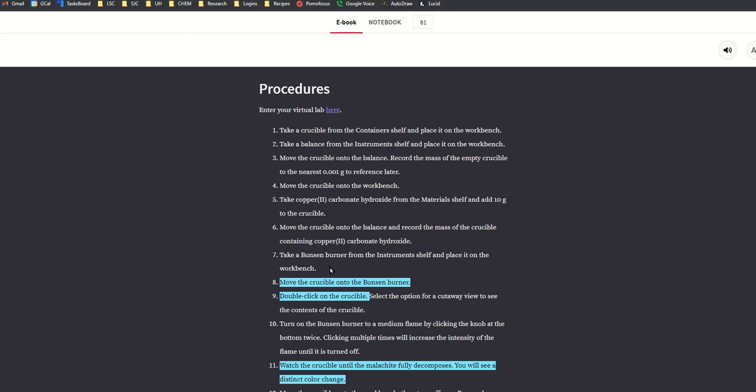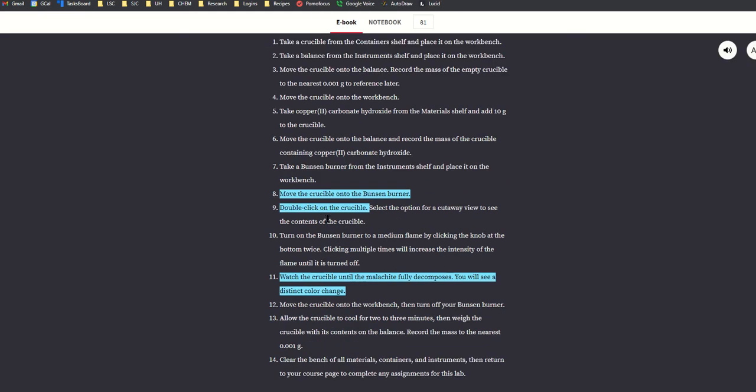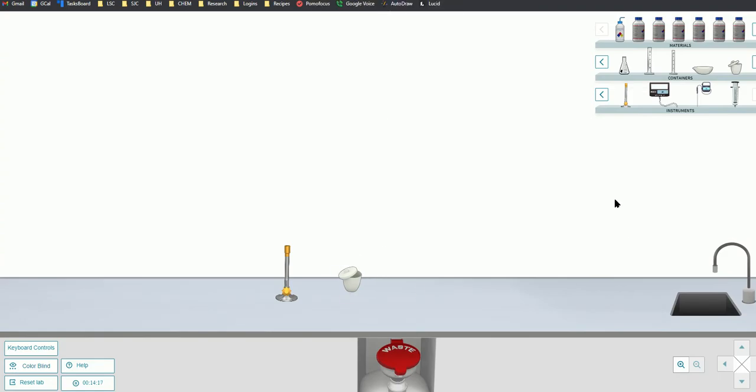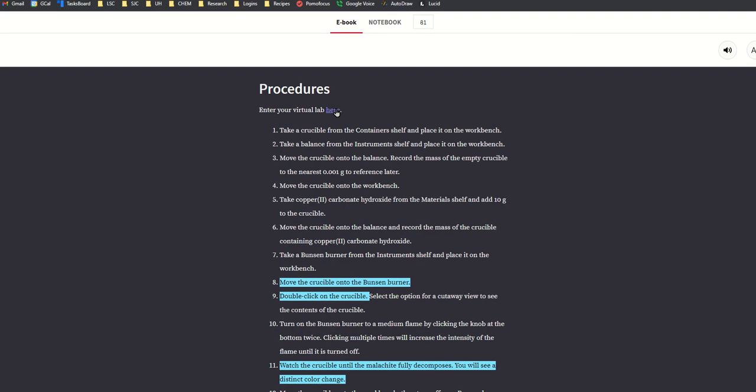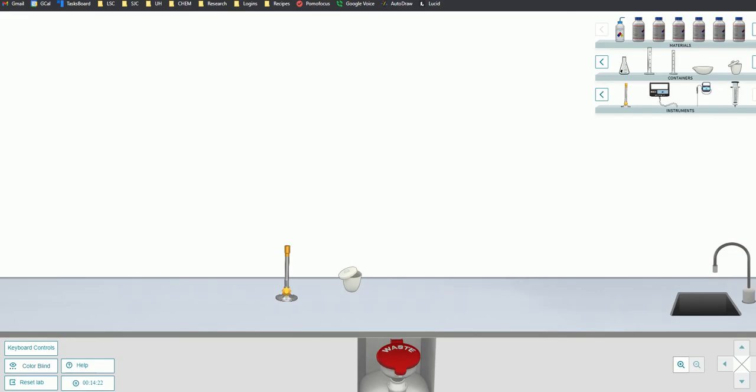And then the important things that I highlighted, which I always like to focus on. Move the crucible onto the Bunsen burner. So you'll be getting a crucible. So here I opened up the lab. As always, you know that you are going to click up here to enter this lab. You're going to put on your PPE. You're going to enter the lab. And then you're here, right?